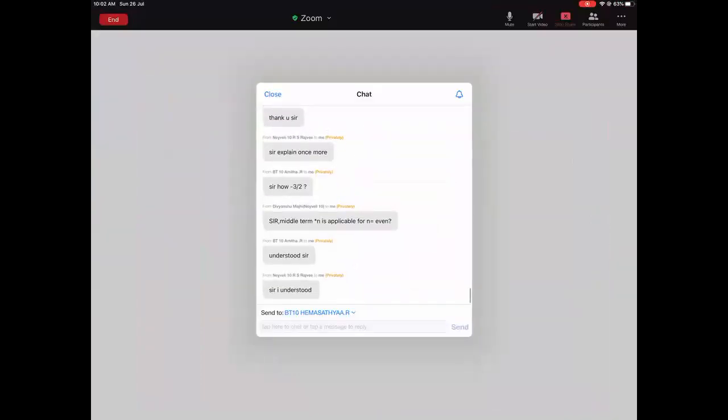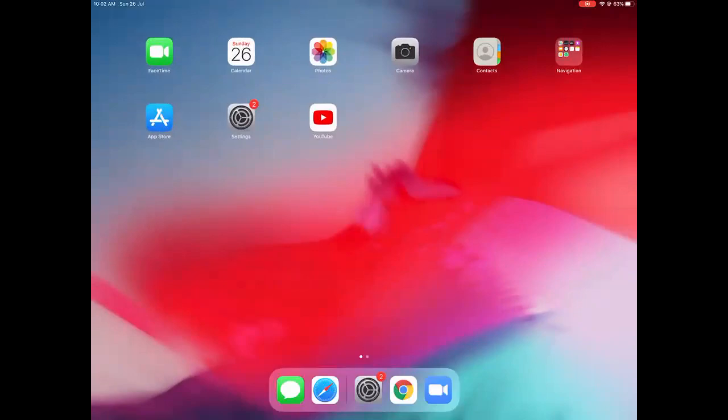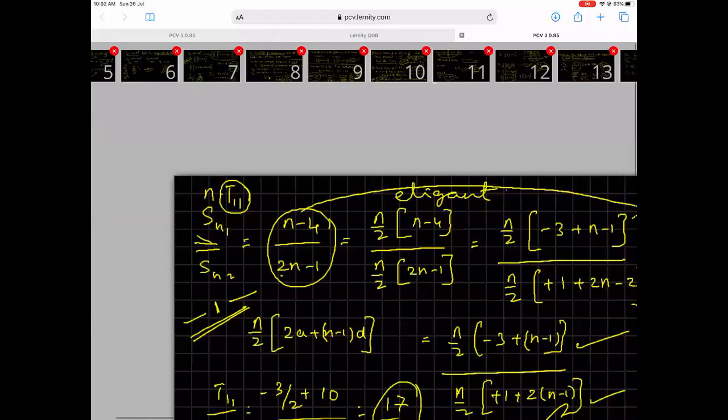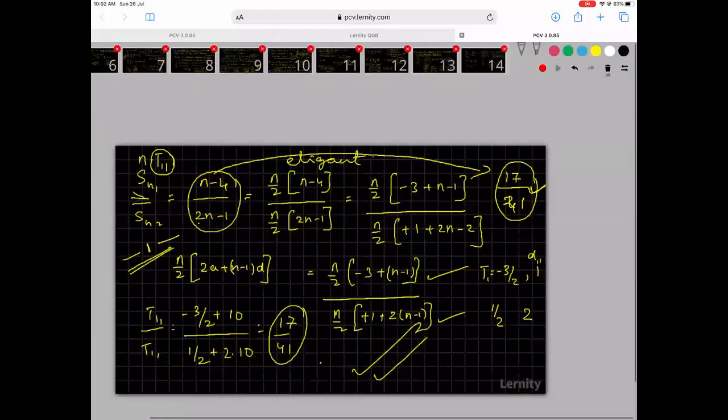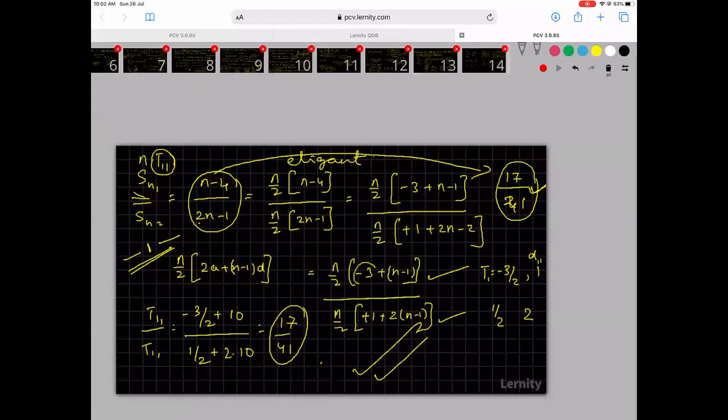I will send you some questions. Sir, the middle term applies for n odd. For n even, you will never have a middle term. You will have two middle terms. Minus 3 by 2? What did I say? Minus 3 by 2. Yeah, this is 2a. It is n by 2 into 2a plus n minus 1 into d. So minus 3 is 2a. If minus 3 is 2a, then a is minus 3 by 2. That's how we are doing it.